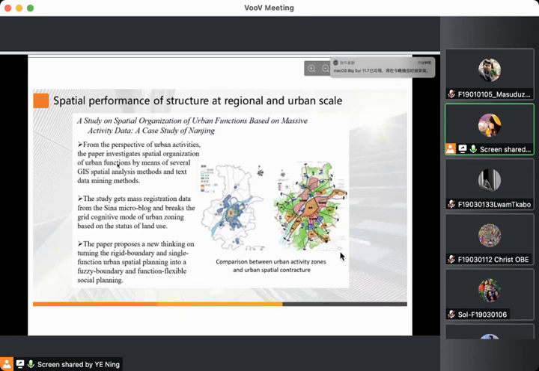From the perspective of urban activities, the data comes from urban activities. And these academic papers investigate the spatial organization of urban functions by means of several GIS spatial analyses. Okay, it's GIS because of the urban activities.